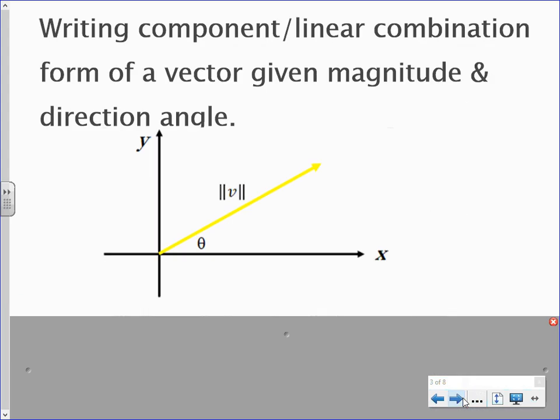Okay, so we're still going to be in section 6.3. But what we're going to talk about is taking a vector and writing it in either form, but in terms of its magnitude and direction. Okay. So up here I have a vector b. I have labeled our direction angle and I have labeled its magnitude.